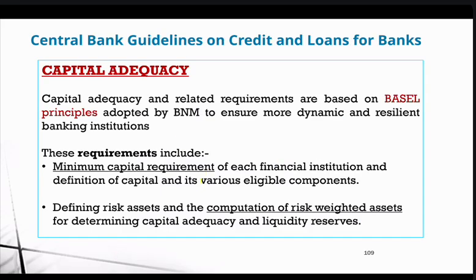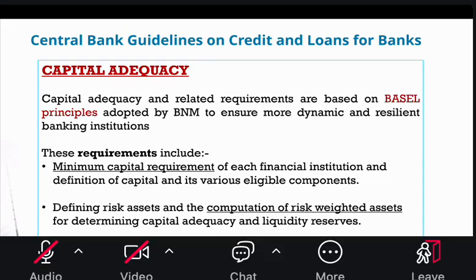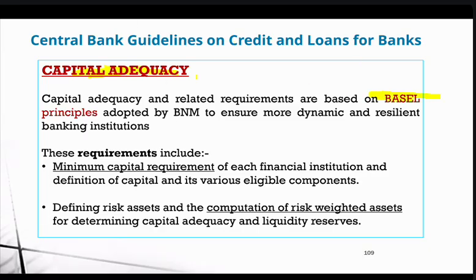I mentioned capital adequacy is part of the exam. Now just to recap, capital is to absorb what? Bank capital is to absorb what? Losses. Starts with L. Losses. So this is about, do you have adequate capital? Do you have enough capital to cover losses? That's what it's about. And it's based on Basel principles. Okay? And they mention what's the minimum capital requirements for each FI. And they mention risk assets.